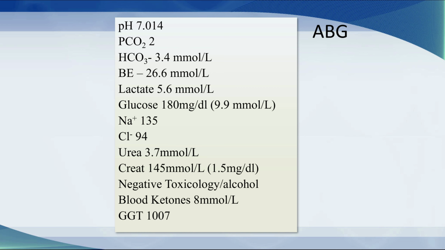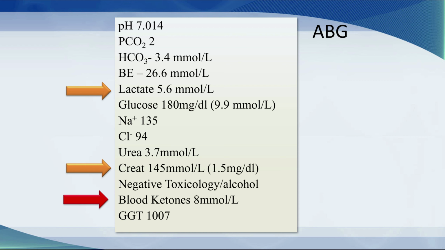The base deficit is 26.6. You'll note that there is a lactic acidosis. The lactate is 5.6. There's also ketoacidosis. The ketones are 8 millimoles per liter, and there is likely also a mild renal acidosis with an elevated plasma creatinine of 145 micromoles per liter or 1.5 milligrams per deciliter.